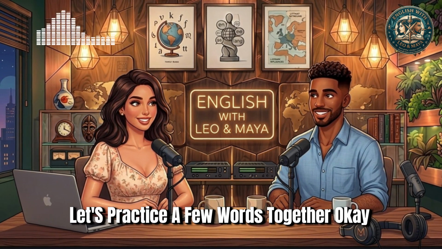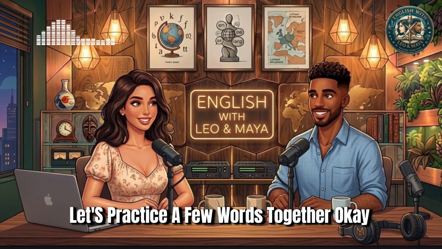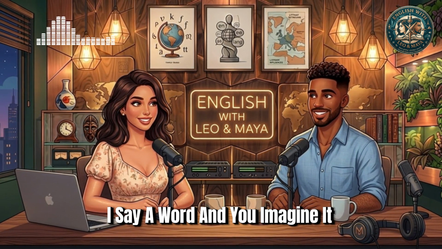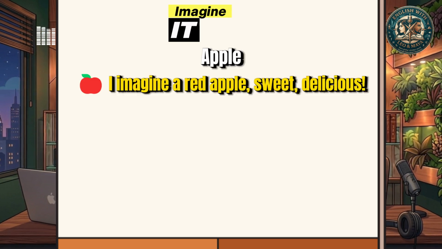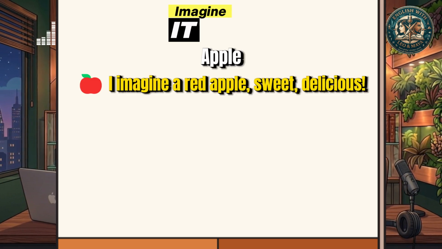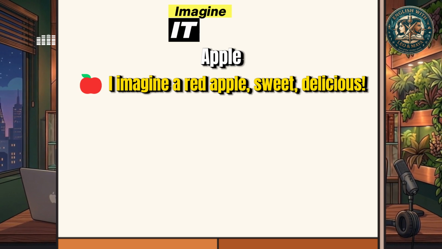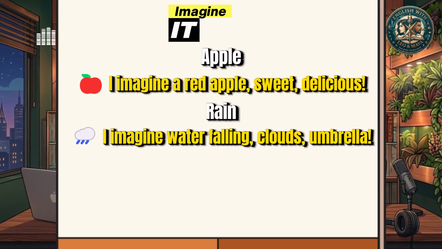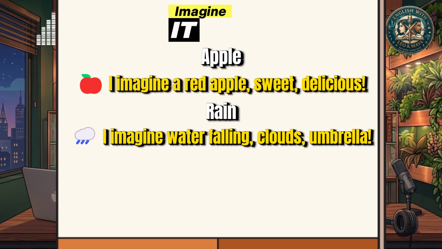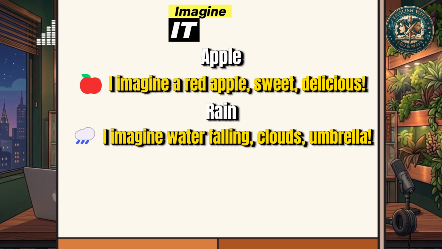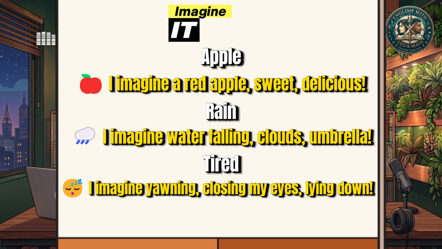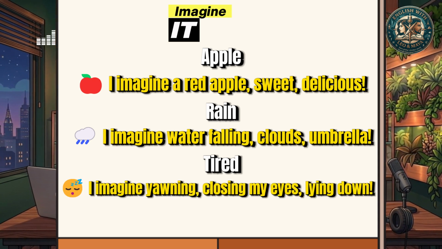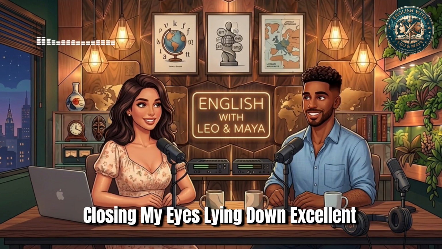Exactly. Let's practice a few words together. Okay, I say a word and you imagine it. Don't translate. Ready. Apple. Apple. I imagine a red apple. Sweet. Delicious. Good. Rain. Rain. I imagine water falling. Clouds. Umbrella. Perfect. Tired. Tired. I imagine yawning, closing my eyes, lying down.